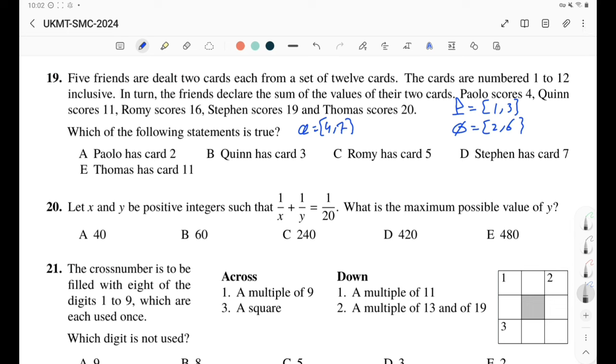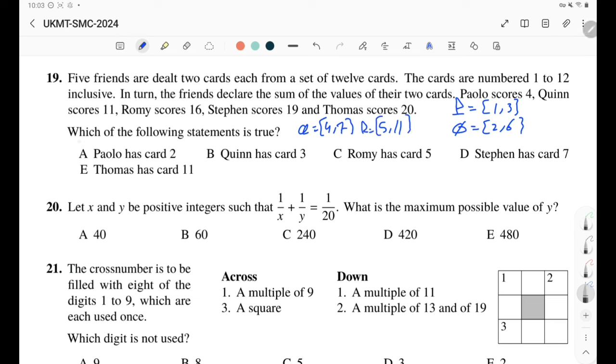So Romy has 16. Again, what are the possibilities for 16? We already got rid of 1, 2, 3, 4. So we might have 5. 5 with 11, right? 5 with 11 is a possibility. 6, we don't have 6. We don't have 7. Do we have 8? 8 with 8, okay, not possible. We're already done. So that means we already found Romy.